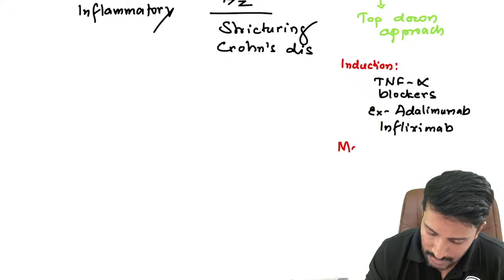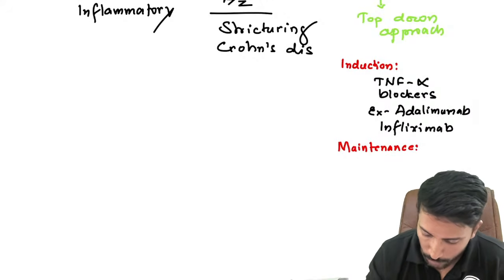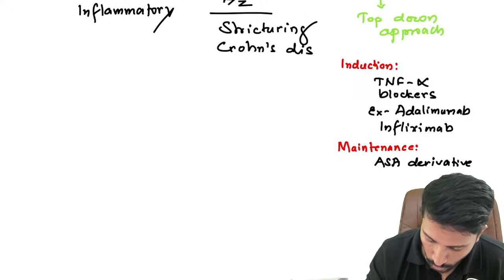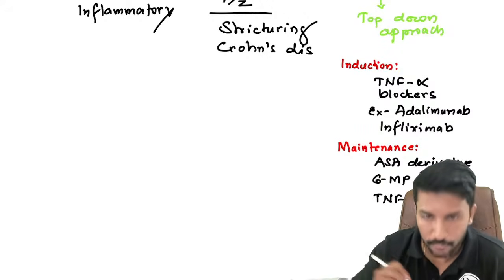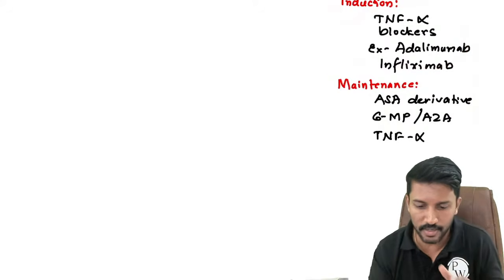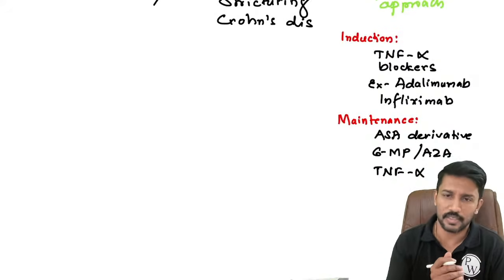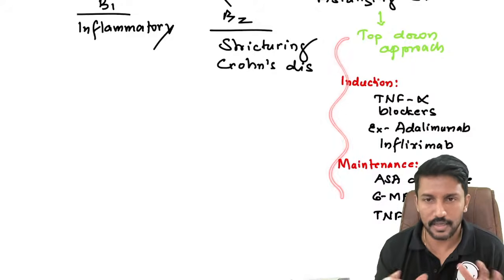For maintenance, once I've used these potent drugs and the inflammation is controlled, I can use the ASA derivatives or 6-mercaptopurine or azathioprine or even TNF alpha blockers. So that is how we try to manage. So I'm using the best possible potent drugs to initially control, right? I can also use drugs like tofacitinib, which is an interleukin 6 blocker. So these are the choices I have.